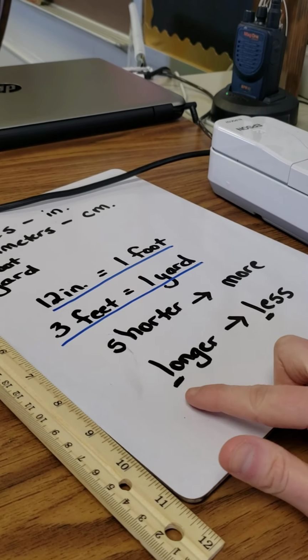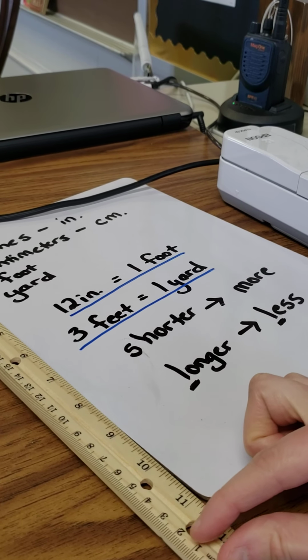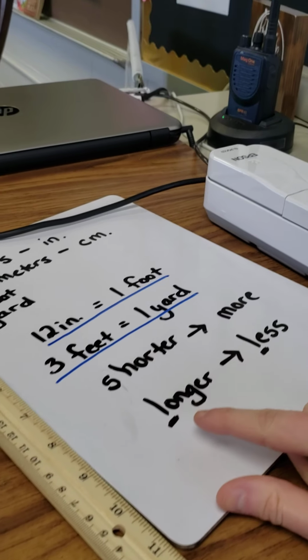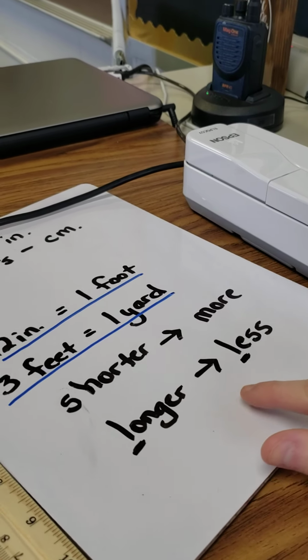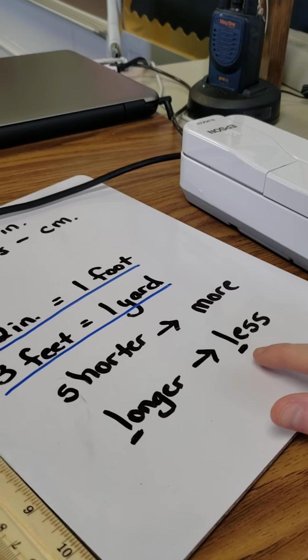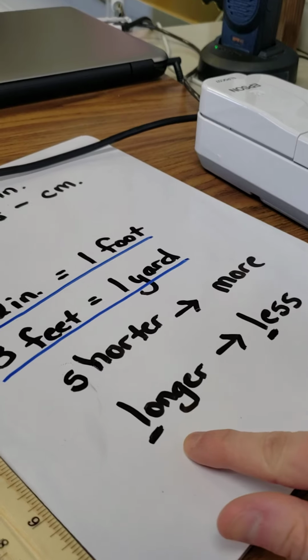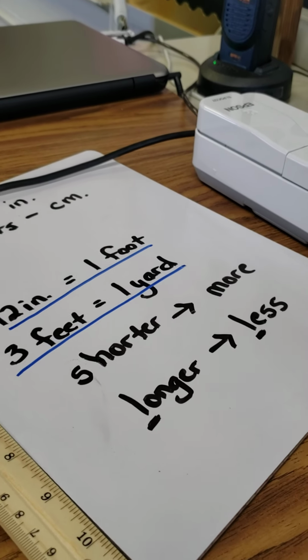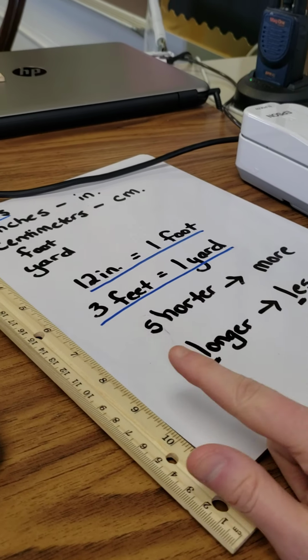Now those are my longer units. An inch is longer than a centimeter. And because they are longer, I'm going to use less of them. So that might help you remember longer, less. Because inches are longer, it's going to take less of them to measure how long this is.